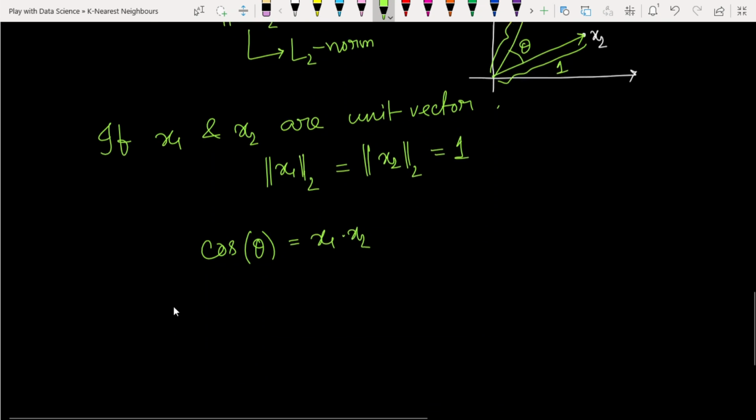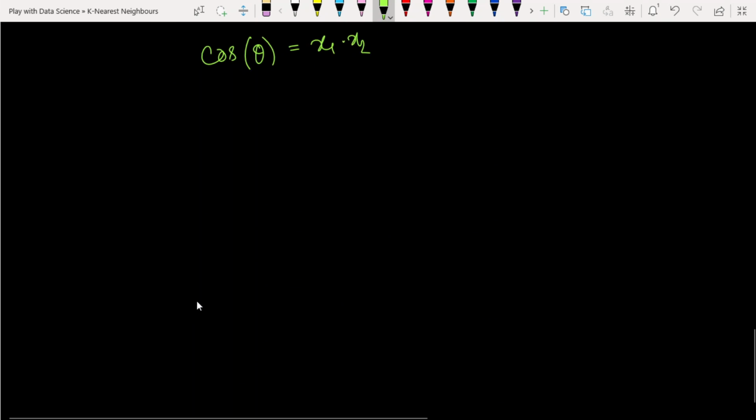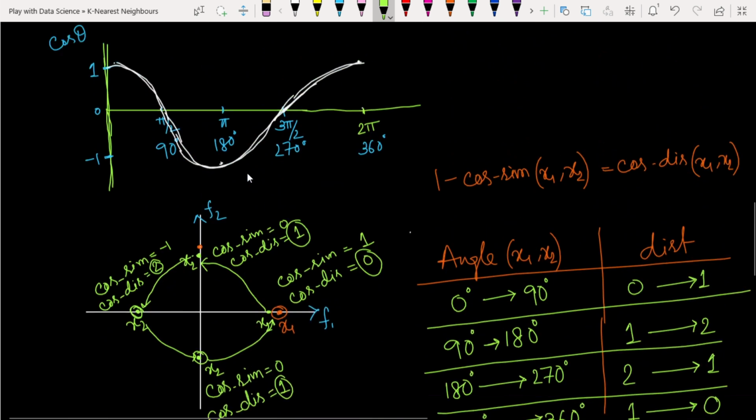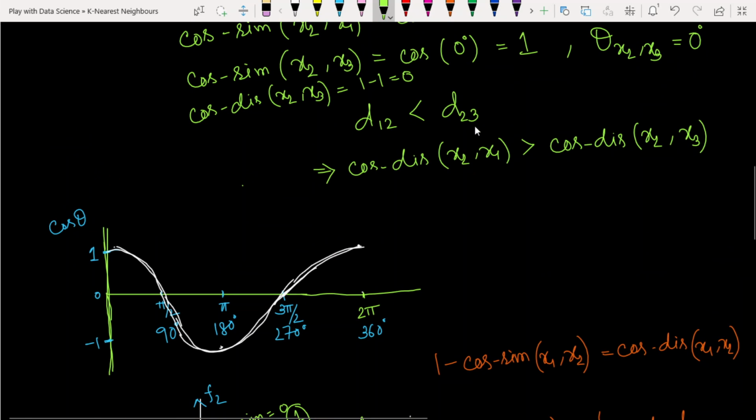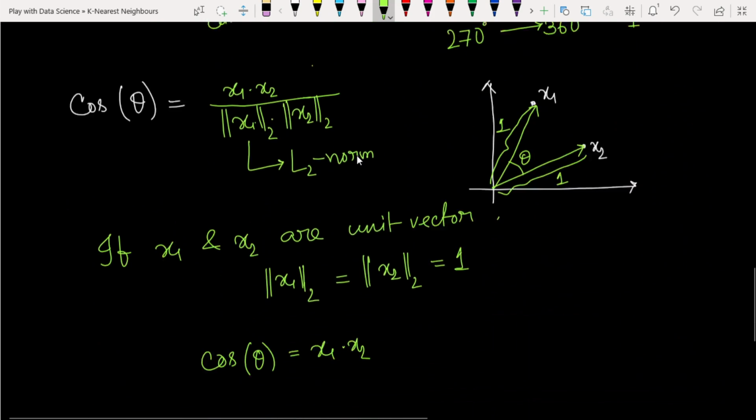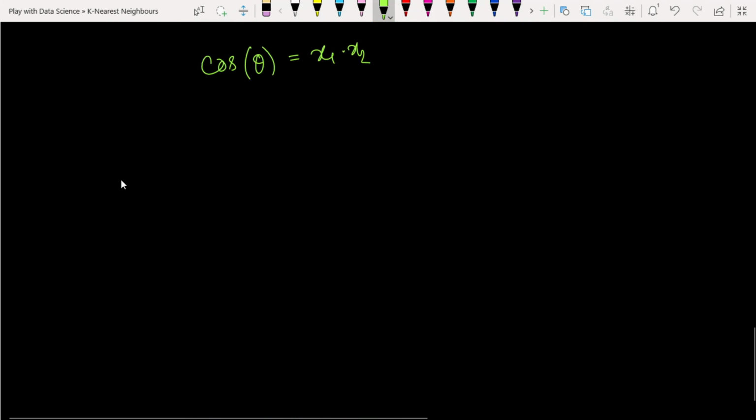Now we are interested in deriving the relations between cos theta, cosine similarity, cosine distance and Euclidean distance. How to find the relations between them? We have seen the differences, totally different: our Euclidean distance is increased, but our cosine distance is decreased. We have seen this kind of situation here. So let's derive the formula between these two distances.